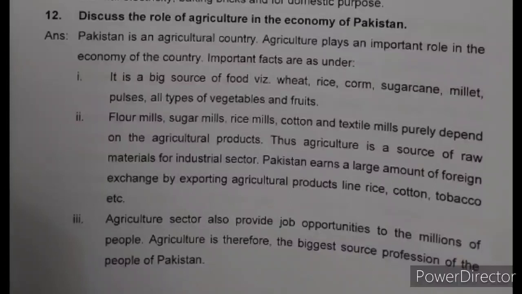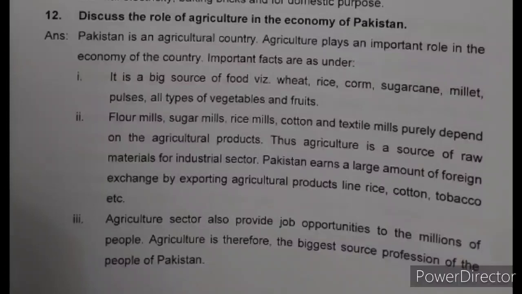Flour mills, sugar mills, rice mills, cotton and textile mills purely depend on agriculture products. Thus, agriculture is a source of raw material for the industrial sector. Pakistan earns a large amount of foreign exchange by exporting agriculture products like rice, cotton and tobacco. The agriculture sector also provides job opportunities to millions of people. Agriculture is therefore the biggest source of profession for the people of Pakistan.